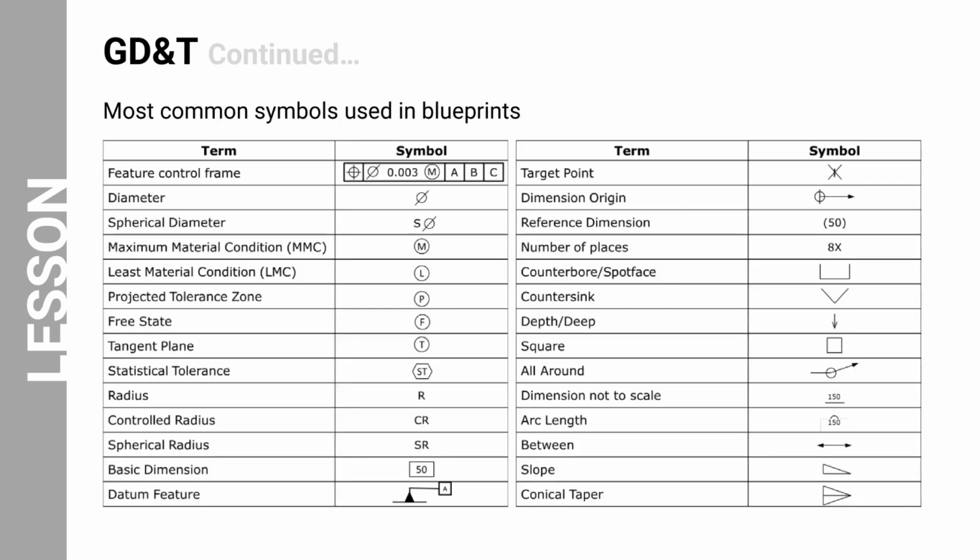This table shows the most common of symbols used in blueprints and the associated terms. These symbols are standardized and used internationally to illustrate the characteristics of a part through its blueprint. Learners may pause the video to observe the symbols in detail.